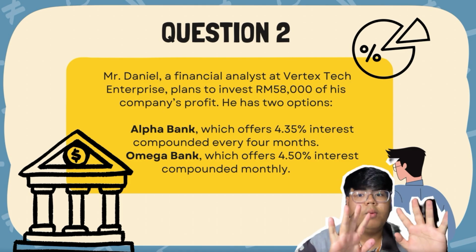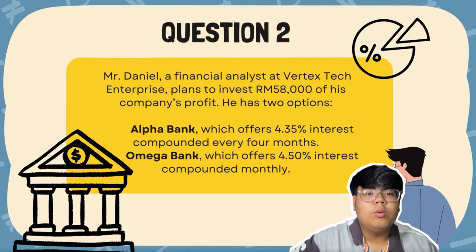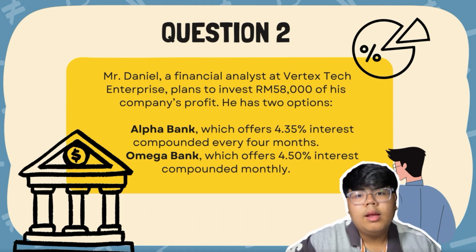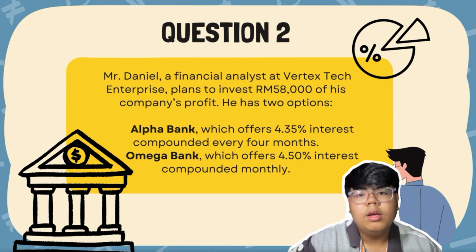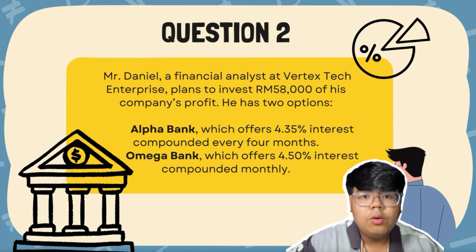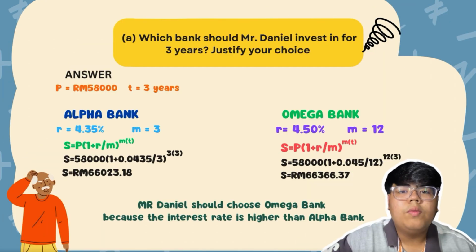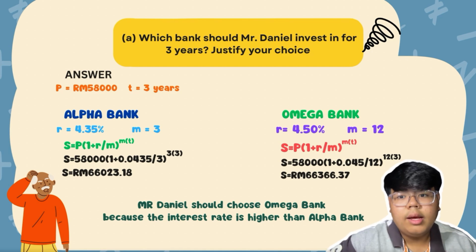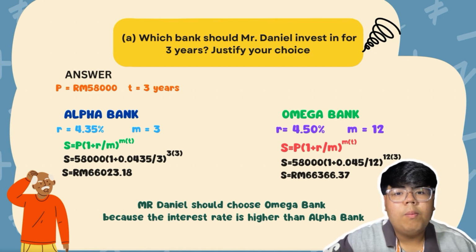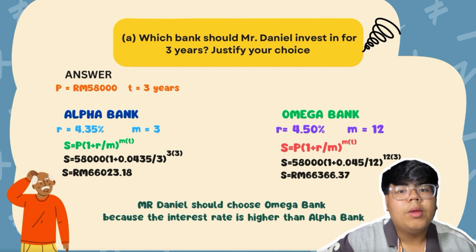Thank you. Hi everyone. Now we move forward to part A, question 2. Let's look at the question first. We need to highlight or underline the information given. So we need to solve Alpha Bank first. We will use the formula S equal to P(1 + r/m) to the power of m times t.